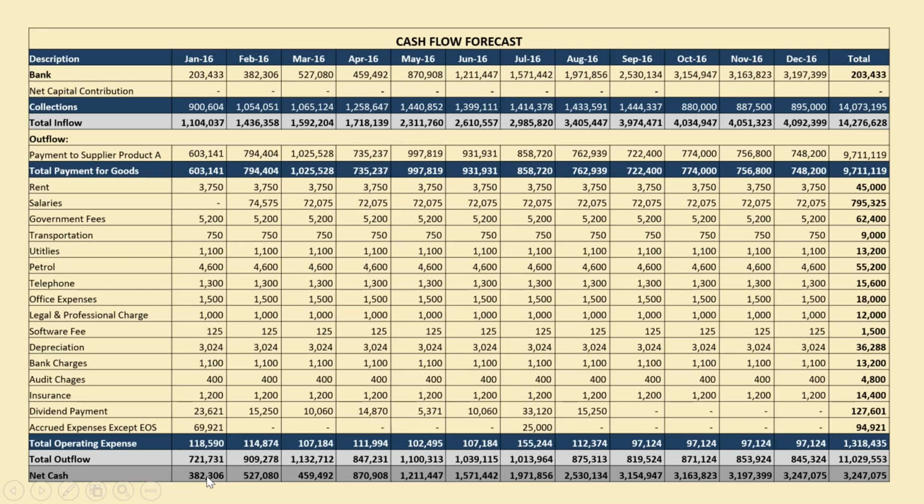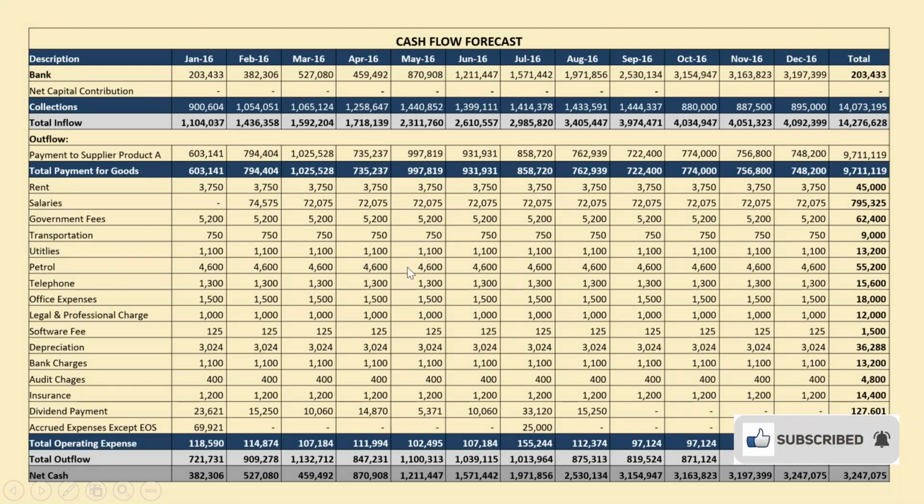on 31st Jan. So this closing balance will be the opening balance of the month of Feb, and again the same process will continue: the collections from the customers, payments to the suppliers, then all the cash expenses are listed here. Then finally we will get the closing balance for the month of Feb, and it will continue to March as an opening, and this process will continue till the end of the year.